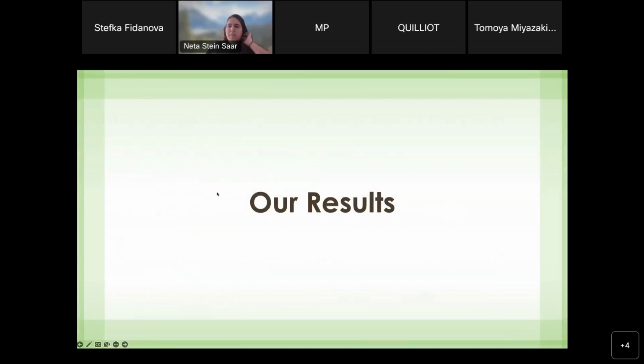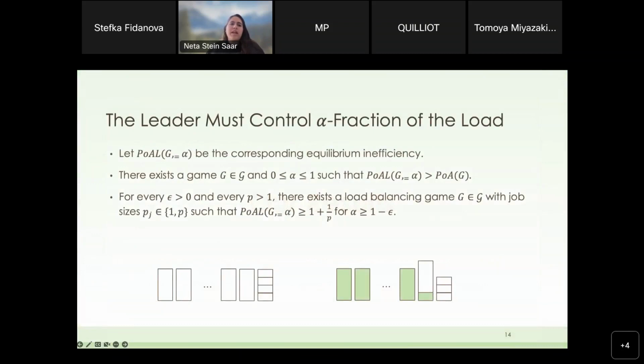Okay, so we'll start with some results. First of all, we checked whether the leader should exploit all of its power or not, meaning that it should control a maximal subset of the fraction alpha that it's allowed to control. So we defined the corresponding equilibrium mean efficiency measurement. And then we showed that there exists a game where forcing the leader to control the maximal set makes it worse than not having a leader at all. So in this case, we'd better not have a leader.